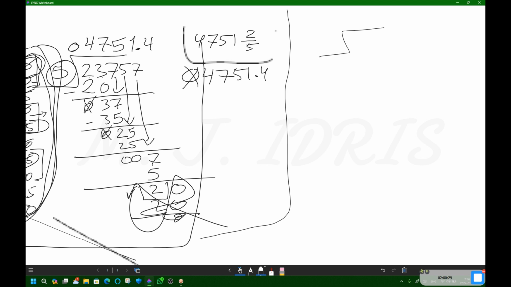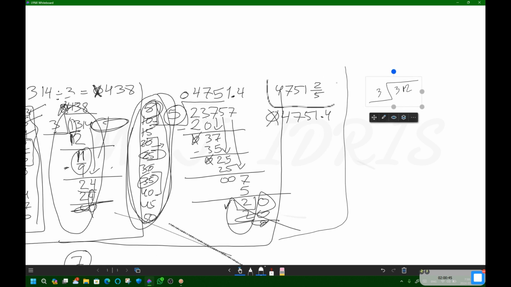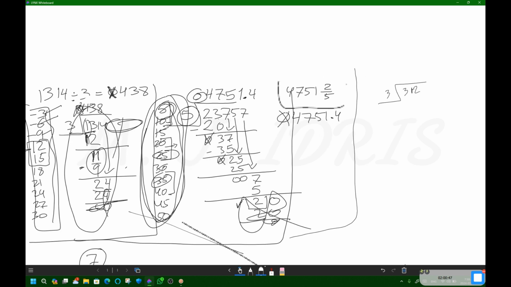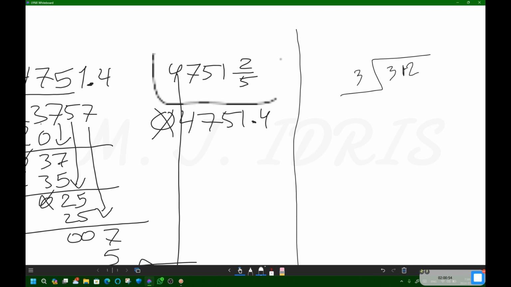Let's say we have 312 divided by 3. Let's make it easier now because I just want to show you something. Why in the first two examples I wrote the 0 here? I told you whenever you try to divide and you cannot divide, you have to put a 0 on top. We're going to see this in action right now.